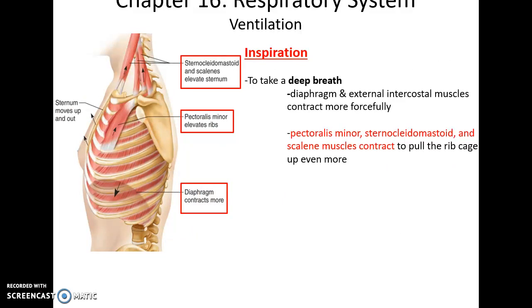You can also take an extremely deep breath. Try to breathe in absolutely as much as you can. This will then involve additional muscles: pectoralis minor, sternocleidomastoid, and scalene muscles.